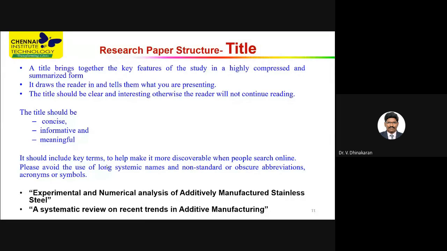Okay, then review articles. For example, a systematic review and recent trends in additive manufacturing. Okay? So he has collected a lot of recently published articles on additive manufacturing, and he has done a systematic review, and the works have been reported. See, the title clearly indicates what work has been carried out and how it has been carried out. Okay, so like this, you should name your title.